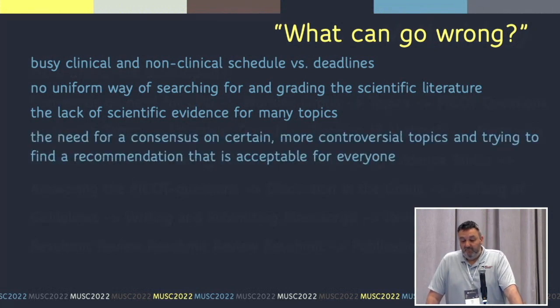Because of that lack of scientific evidence, you have to do a lot of consensus. And consensus is the same as bias, because I can say, I think we should measure the pre-oxygenator pressure, so we can see when there's a pressure gradient problem. But if the surgeon doesn't care about what's happening to my oxygenator, then he will probably not support that. So you always have to find recommendations that are acceptable for everyone.